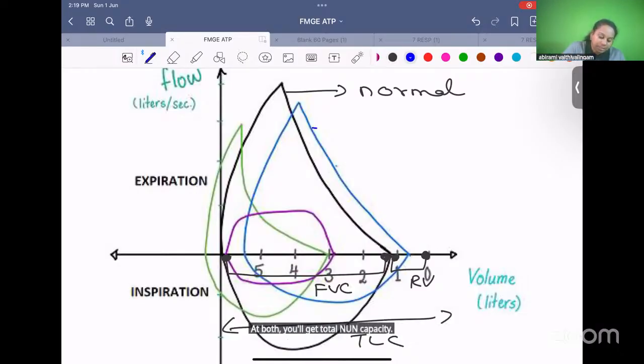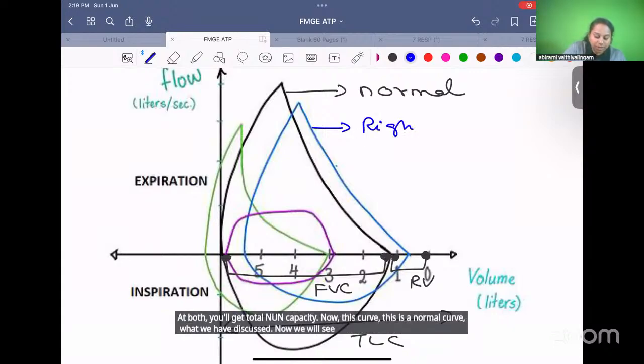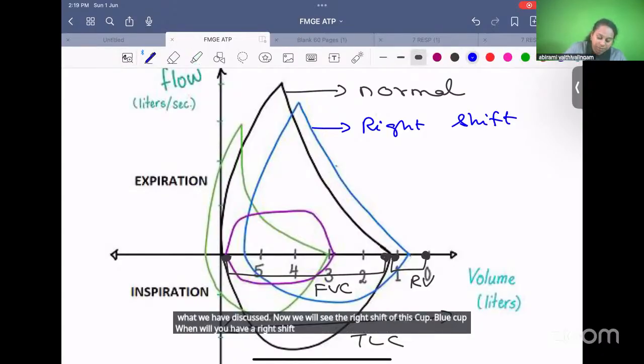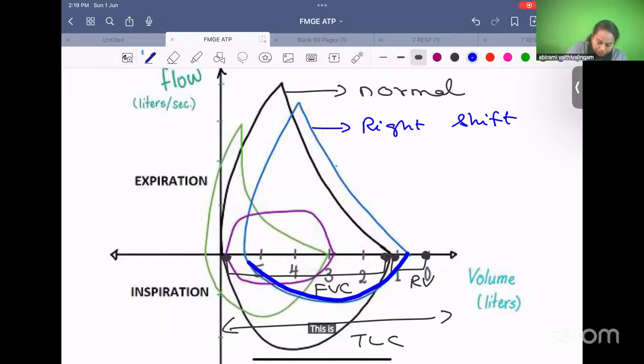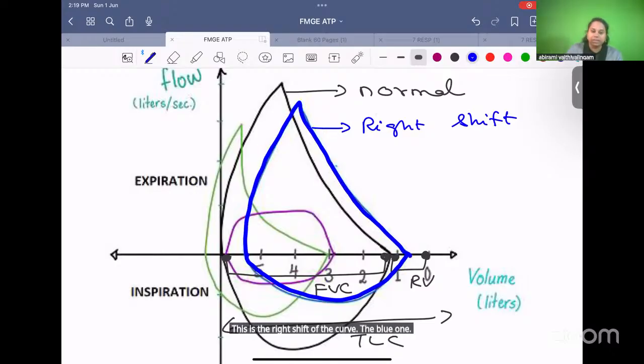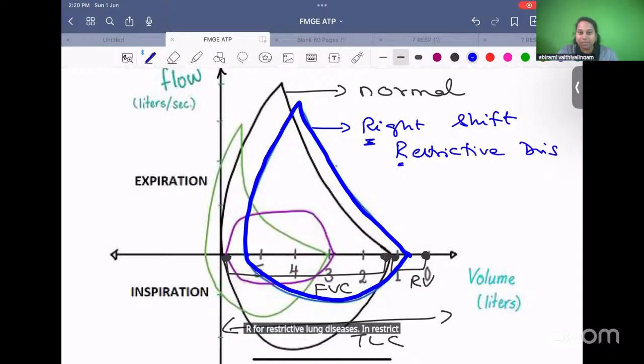Now, this is the normal curve that we have discussed. Now we will see the right shift of this curve. Blue curve. When will you have a right shift of this curve? This one, I'll trace it in blue now. This is the right shift of the curve. The blue one. So in this curve, R for right shift, R for restrictive lung diseases. In restrictive diseases, you will have a right shift.